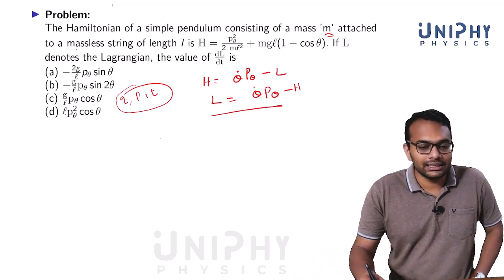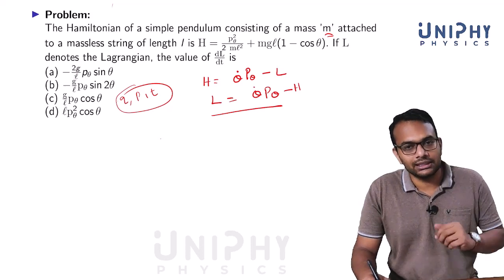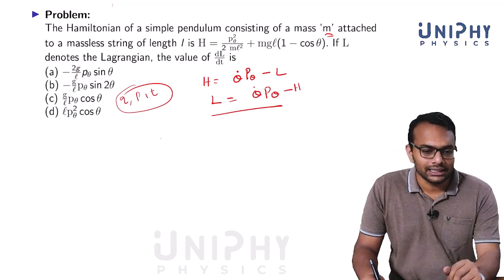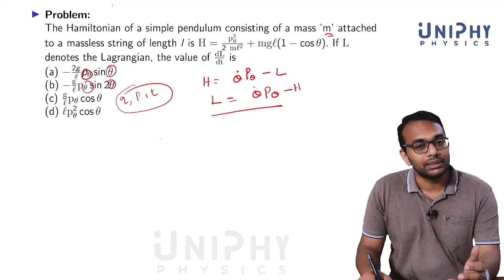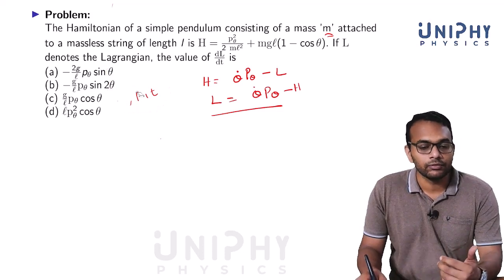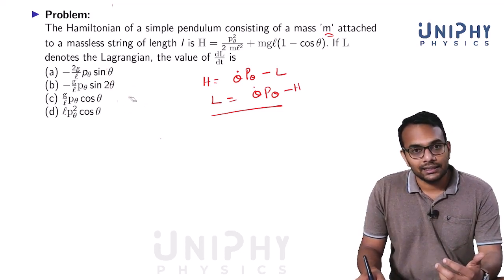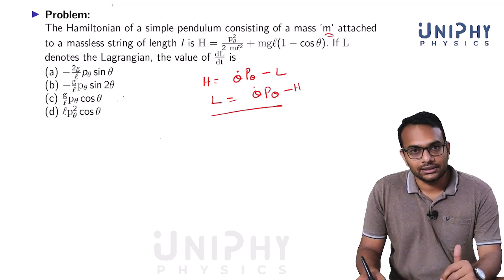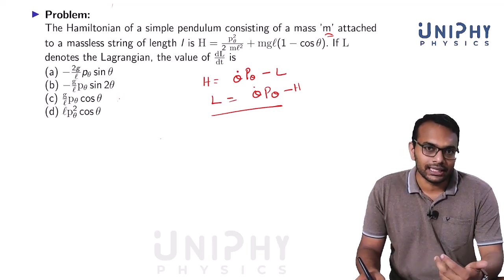If you look at these options, you see that there is p theta, theta, p theta, theta in all the answers. All the answers are given in terms of p theta and theta. There are no theta dots. That's my point. There are no theta dots in the answer.